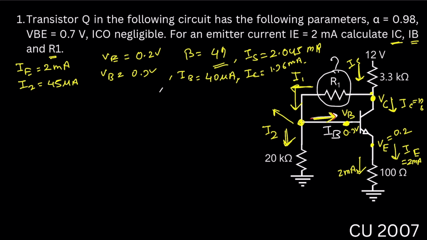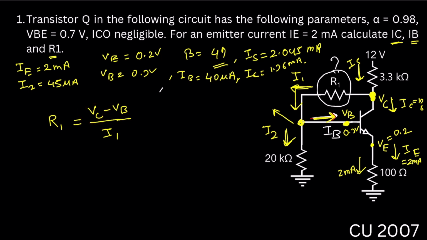We can get the value of R1 as follows. This point potential is Vc and this point potential is Vb. That means the current I1 flowing through the R1 resistance will be Vc minus Vb divided by R1. This is true, as this potential is Vc and this potential is Vb. Or we can write R1 will be Vc minus Vb by I1. We already have the value of I1, 85 microampere, and the value of Vb, which is 0.9 volt. Now we need to know the value of Vc.